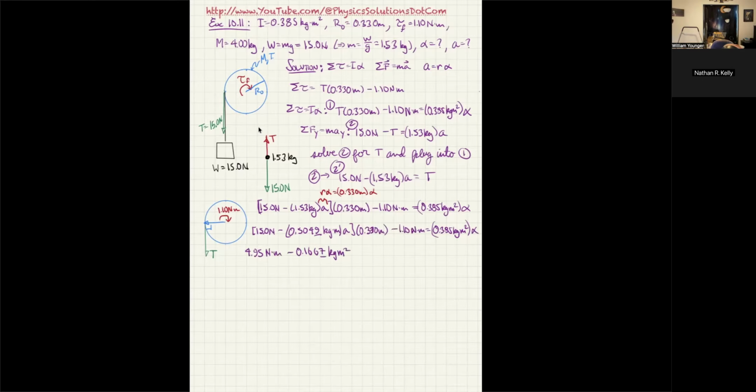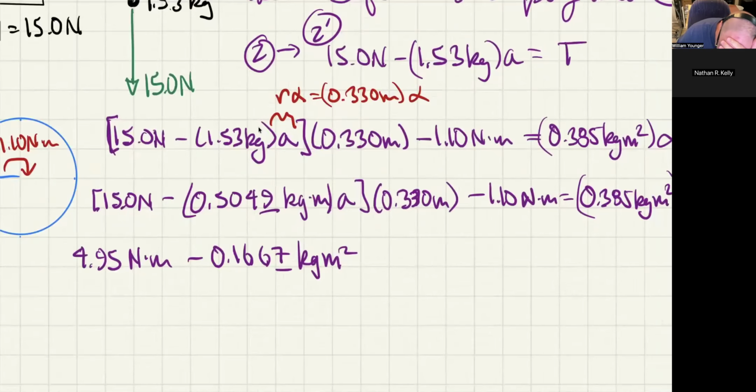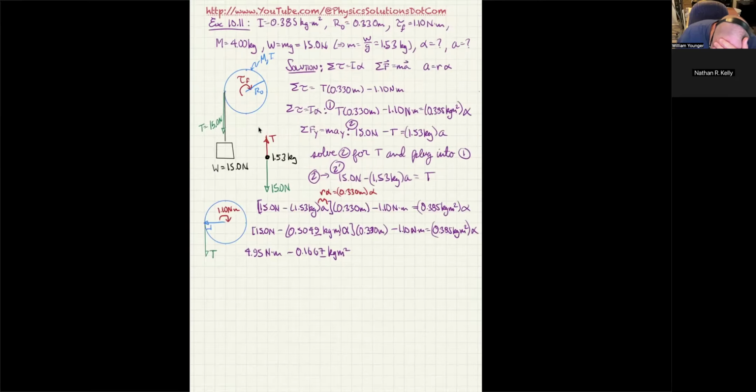And oops, that was not supposed to be an A there. Notice I said I'm going to replace the A with R times alpha, but I left it as an A here. So let me fix that real quick. That is an alpha. And now because of that, we see that this number is 0.1667 kilogram meter squared times alpha. And that's what we expect, because the units on the left are Newton meters and the units on the right are kilogram meter squared times alpha. So this is the only way that would work, is if these units came out that way. So that works out pretty well.